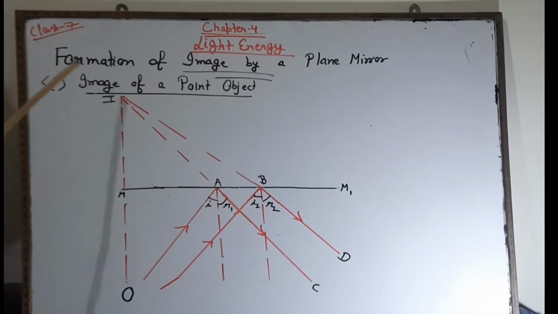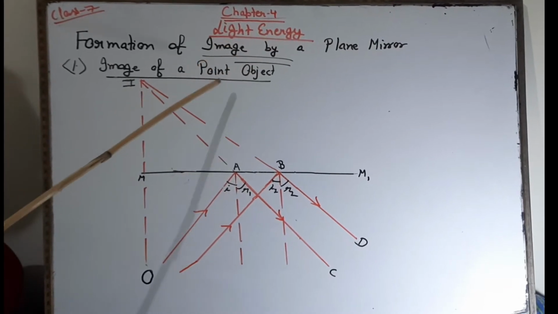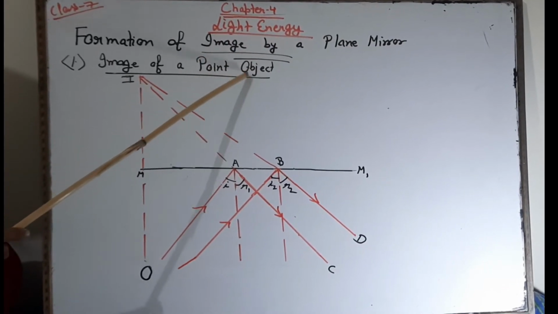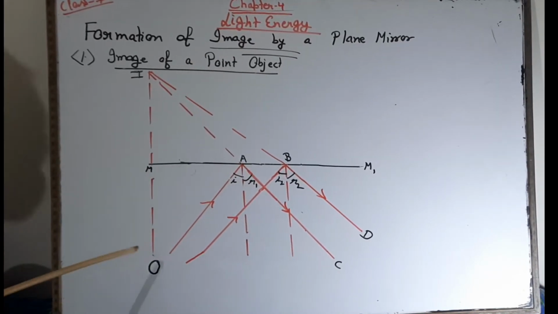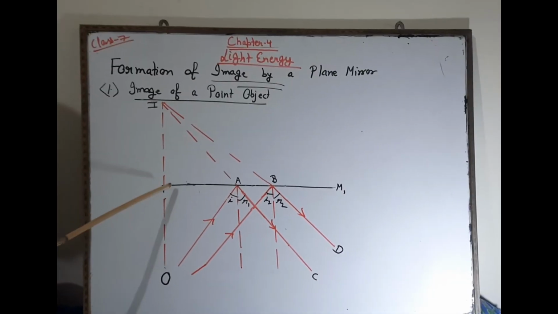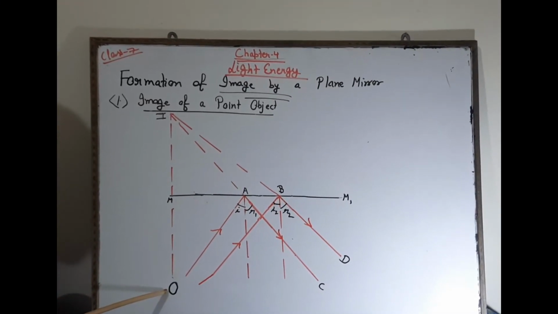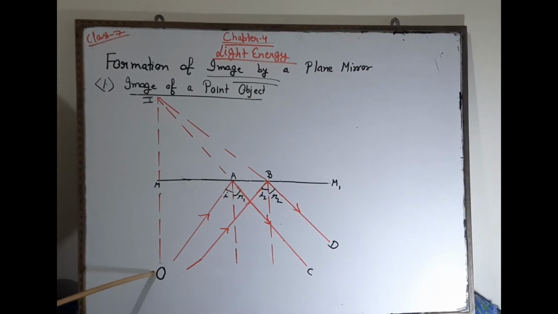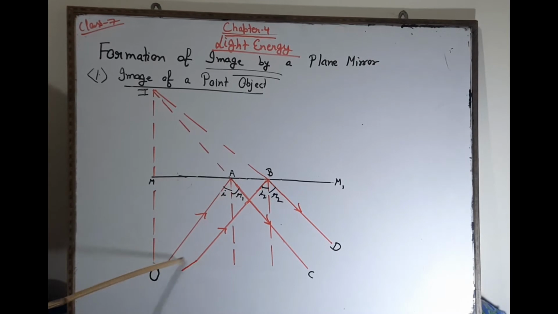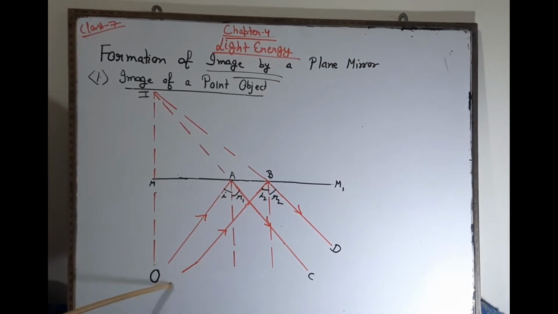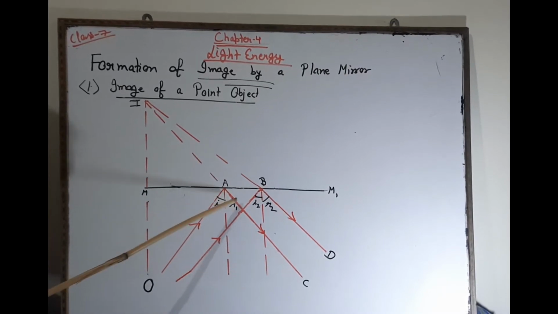Now we'll study how the image is formed by the plane mirror. The first condition is when the image is formed by a point object. Suppose this is a point object O which is placed in front of mirror MM1. From this object, many rays of light will travel in all directions, but we will consider only two rays, that is OA and OB, which will be reflected as AC and BD from this mirror.